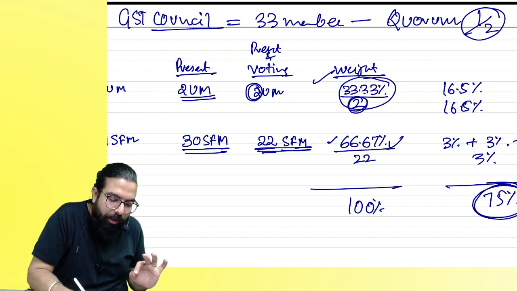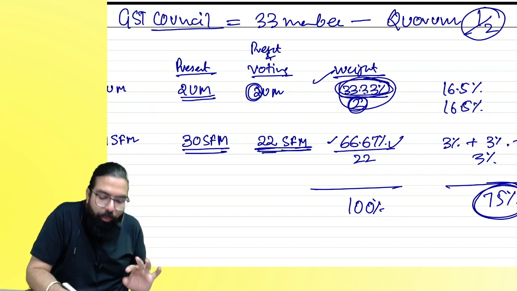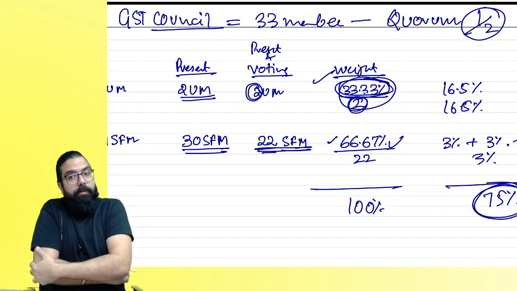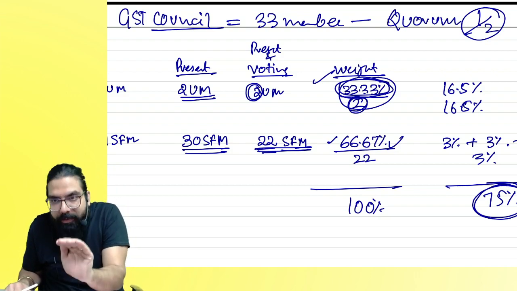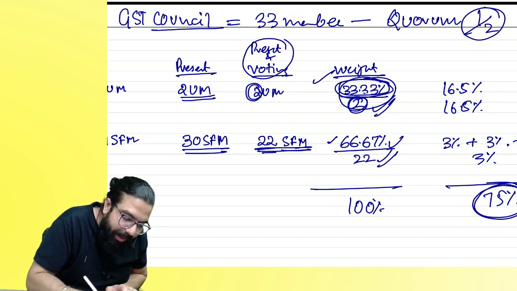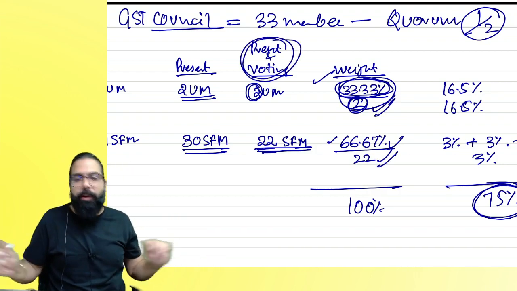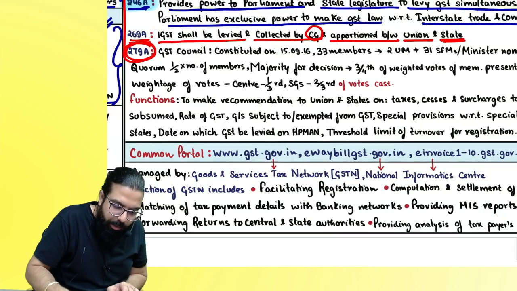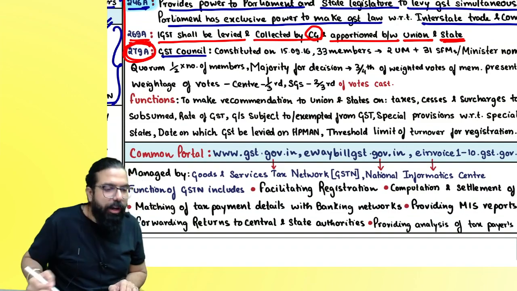Always divided by what? The vote weight of the center is always 33%. Their vote weight is more. The states' vote weight is less. This should always be divided by the number of members present and voting. Is my point 100% clear? Same thing has been written over here. Please come to your chart everyone. See. GST Council, how many members?